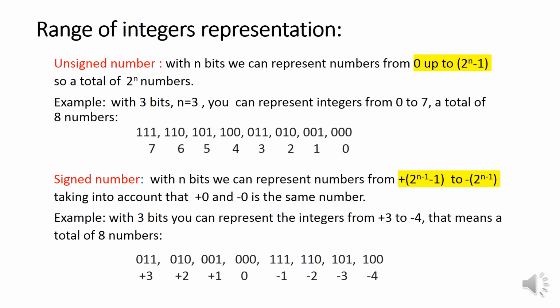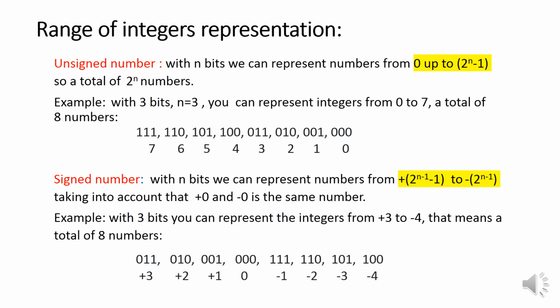In the unsigned number representation, when we are representing integers, with n bits we can represent numbers from 0 up to 2 to the n minus 1, so a total of 2 to the n numbers. Example: with 3 bits you can represent integers from 0 to 7. These are the binary numbers.